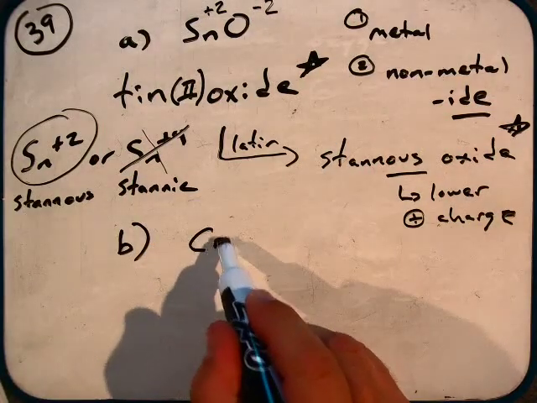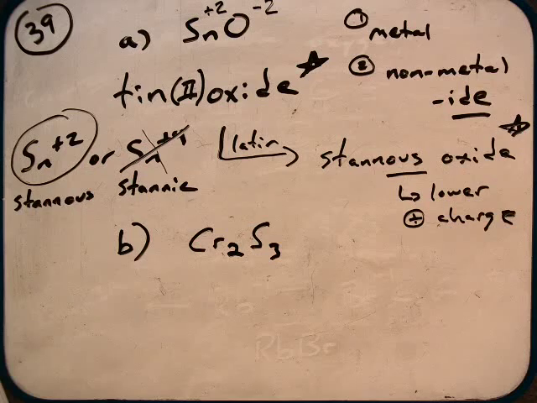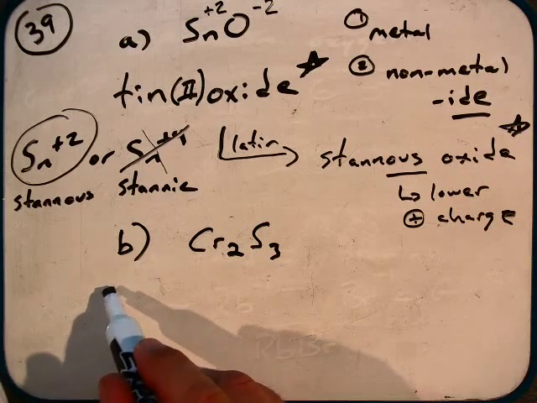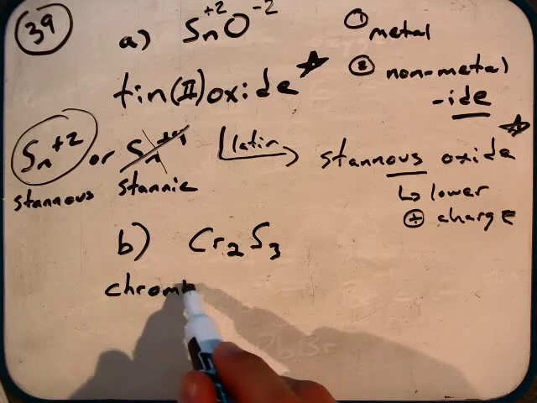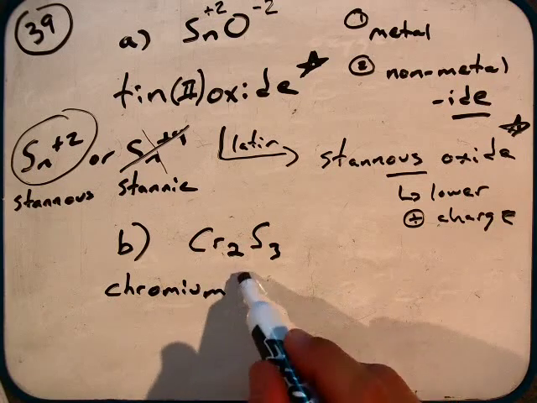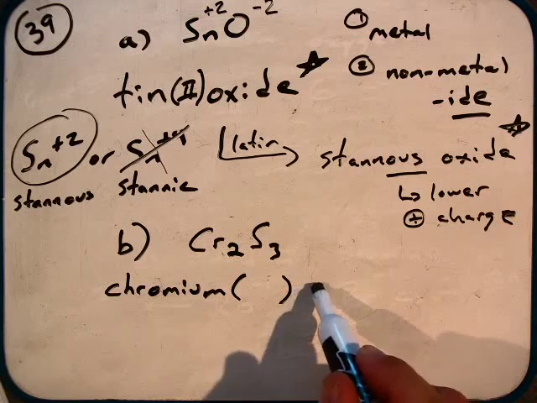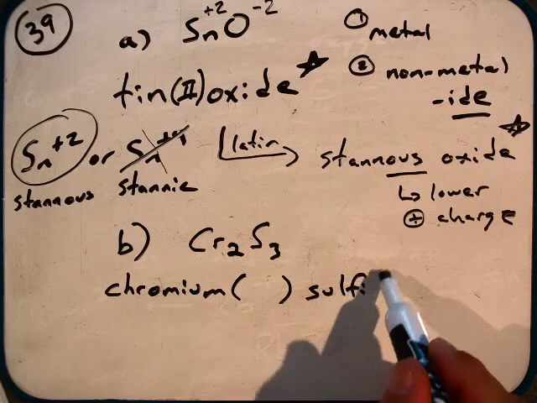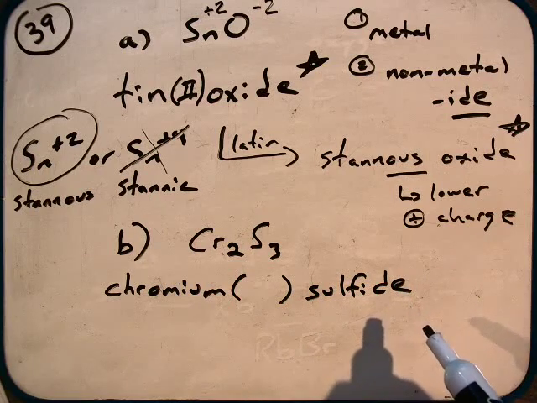Part B is looking at Cr2S3. And so this is another type of metal that has more than one possible charge. And so we would name this using the stock system. First we have our metal, chromium. Then we have to indicate its charge. We'll come back to that in a second. And then we have our nonmetal, and in this case it would be sulfide because of that -ide suffix change.